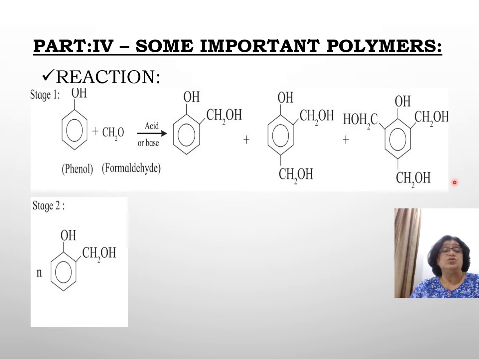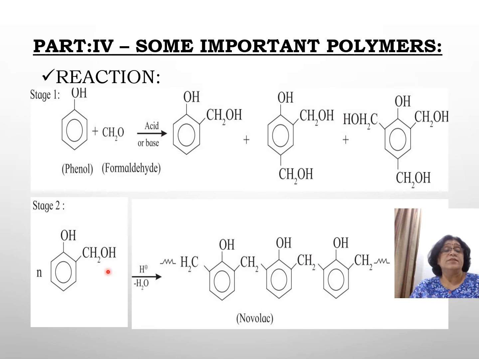Now stage 2, what happens? The subsequent phenol formaldehyde molecules go on adding amongst themselves and create a link between them. So when CH2OH reacts with another molecule of phenol formaldehyde, the H of the benzene ring and OH of CH2OH get together, water is removed, and the CH2 group joins the two phenol formaldehyde molecules. So likewise, a linear chain of phenol formaldehyde is created, which is called Novolac.